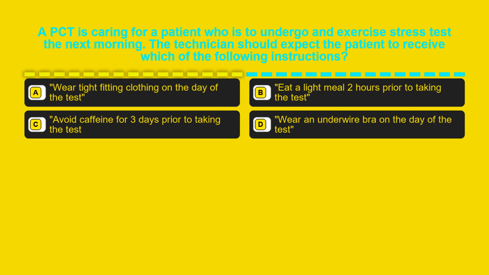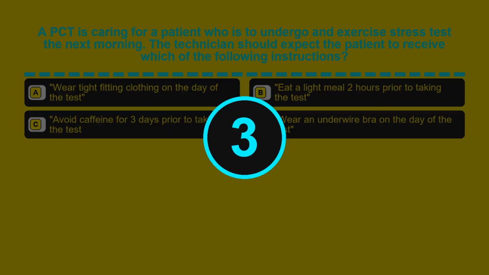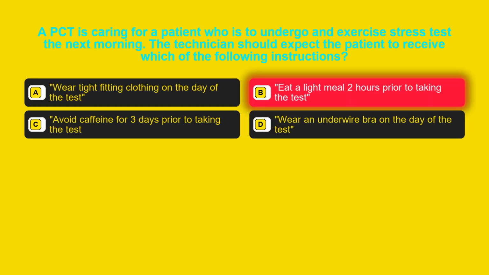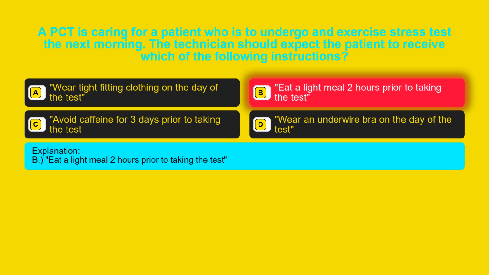Option A. Wear tight-fitting clothing on the day of the test. Option B. Eat a light meal 2 hours prior to taking the test. Option C. Avoid caffeine for 3 days prior to taking the test. Option D. Wear an underwire bra on the day of the test. The correct answer is option B. Eat a light meal 2 hours prior to taking the test.